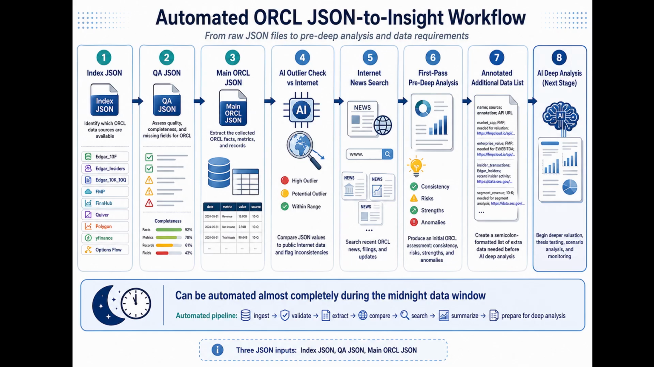The process begins with the index.json. This file tells us what data was actually collected during the overnight data collection run, which we refer to as the data window. For ORCL, the data collected is shown in box 1 on the left side of the workflow image. Next, box 2 represents quality control. This step checks the completeness of the collected data, identifies missing fields, and summarizes the quality of the data available for Oracle before any deeper analysis is performed.